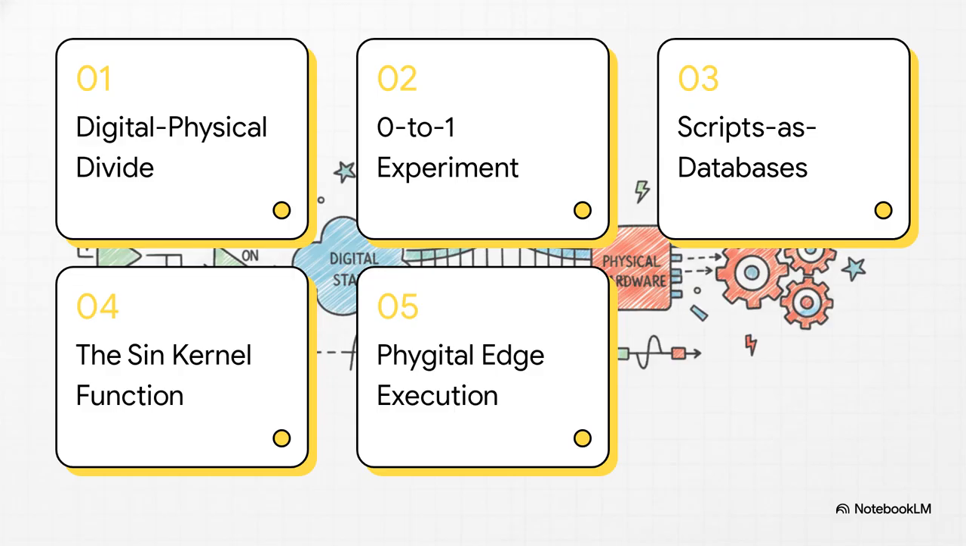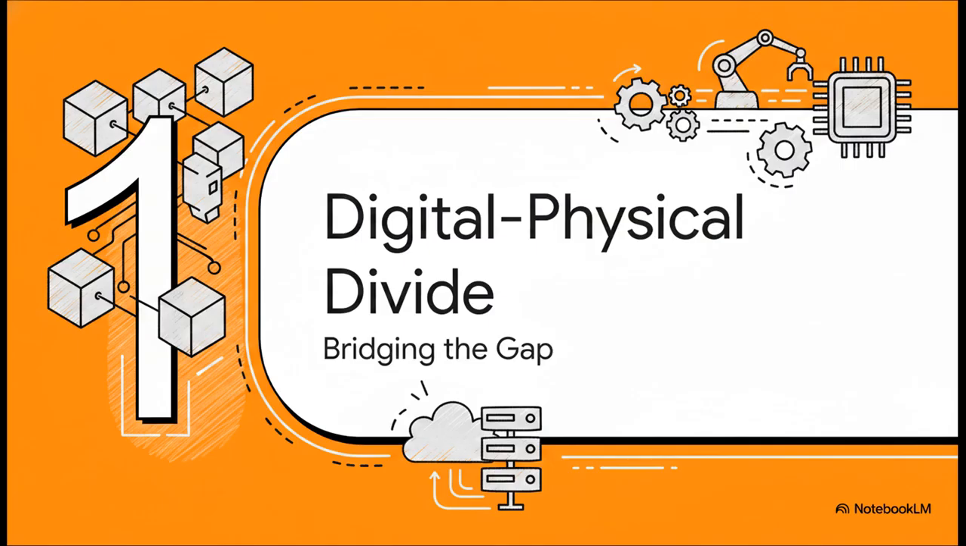To get there, we'll follow this roadmap. First, the digital-physical divide. Second, the 0 to 1 experiment. Third, scripts as databases. Fourth, the syn kernel function. And finally, Phygital edge execution. All right, let's kick things off with Section 1, the digital-physical divide.